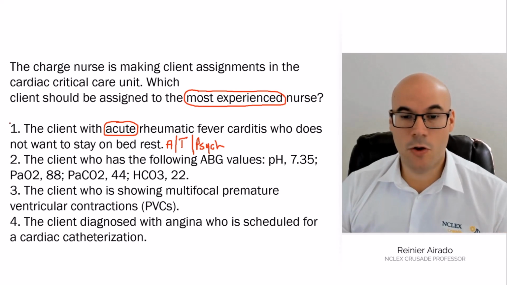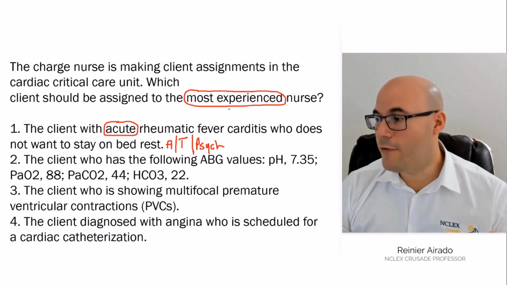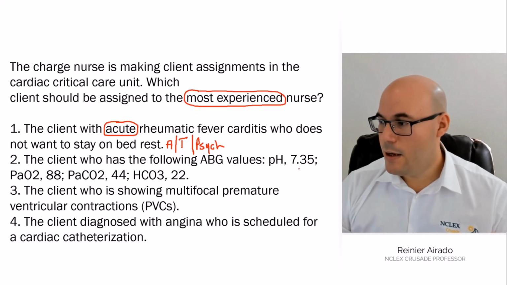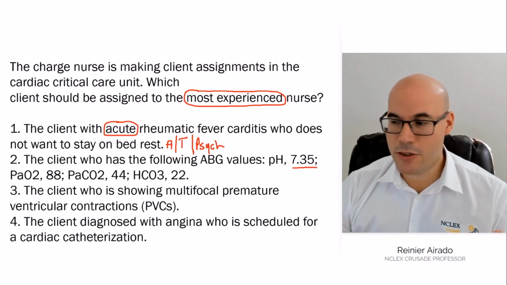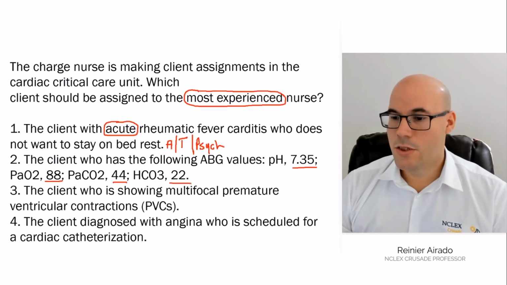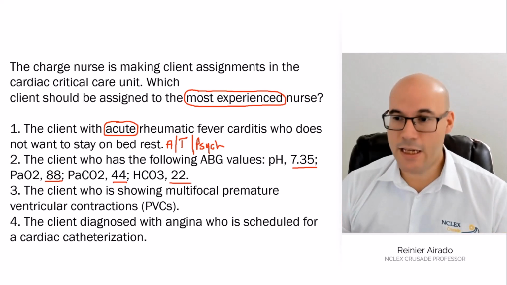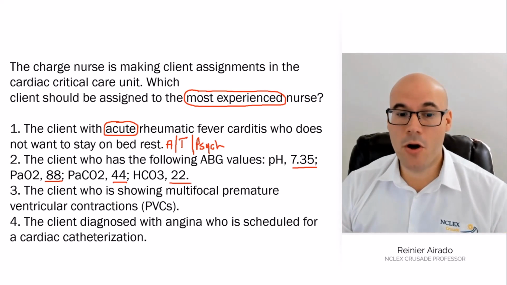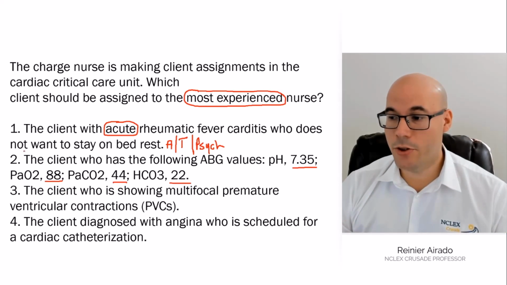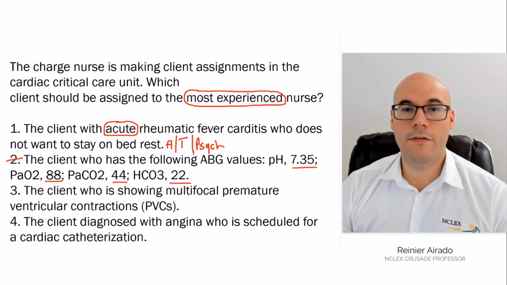Let's look at answer number 2. The client who had the following arterial blood gas: pH 7.35 is normal, PaO2 is normal, CO2 is normal, and bicarbonate, HCO3, is normal. So if we compare 1 and 2, 1 needs teaching. So 1 has more priority than answer number 2. So we eliminate answer number 2. This is the process of elimination.